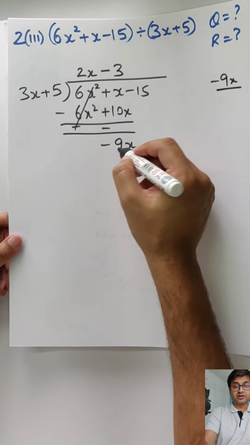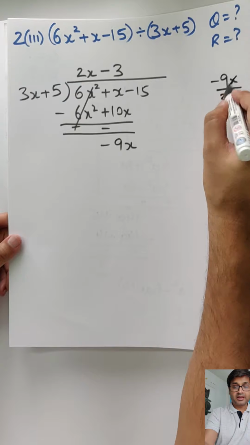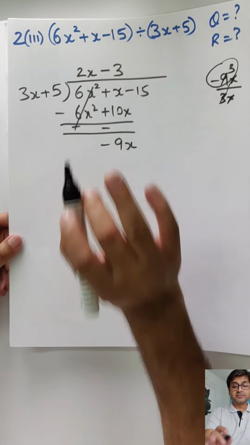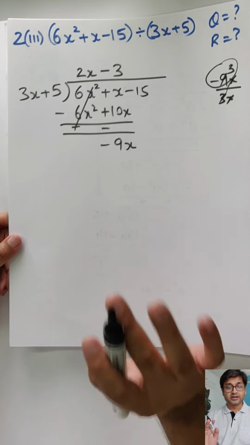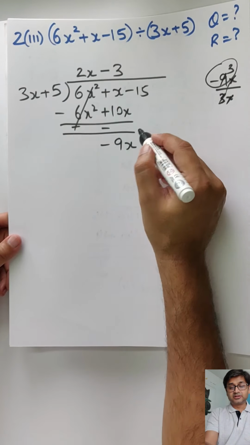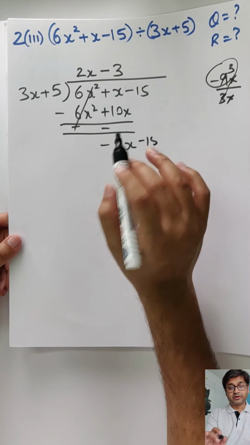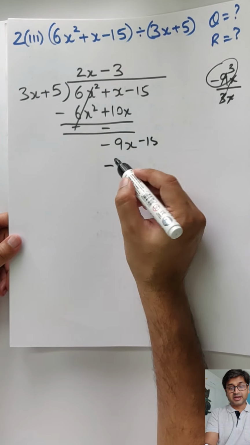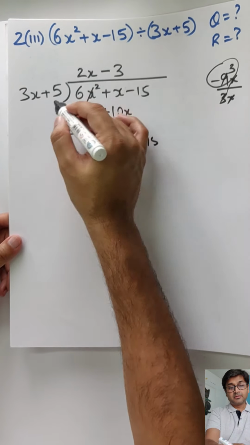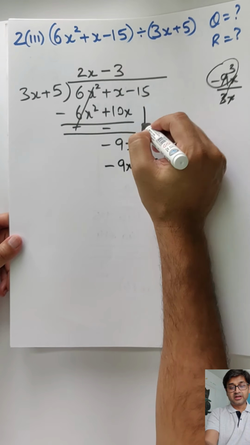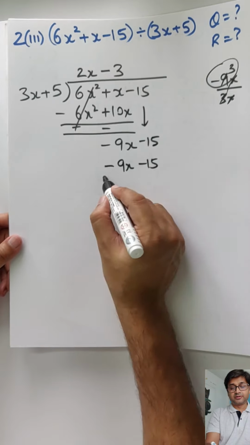If you are confused, write this, divide it. X cancels, what is left is minus 3, put there, simple, don't get confused at all. Okay, plus into minus 15, wait. So this into this is minus 9x, plus into minus 15, and this minus 15 comes here.